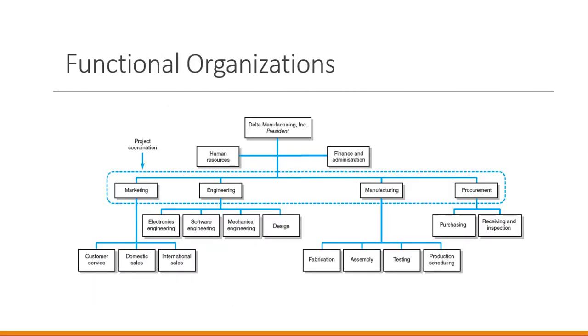So in this example, we have an org structure where we have a marketing department, an engineering department, manufacturing, procurement, financial administration, and human resources. We use these already existing departments to funnel projects through instead of having dedicated teams or a dedicated project manager that manages projects.